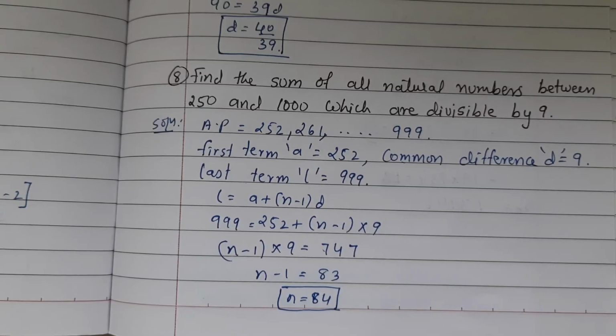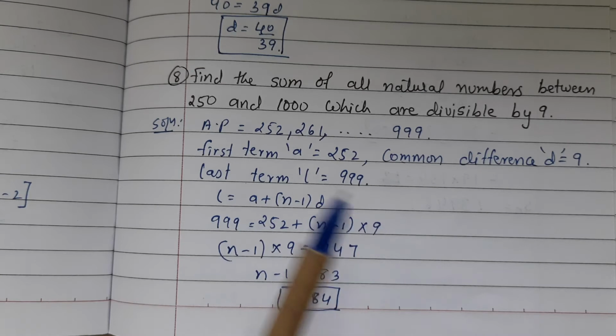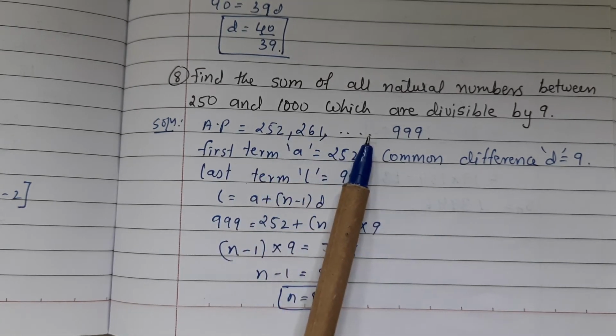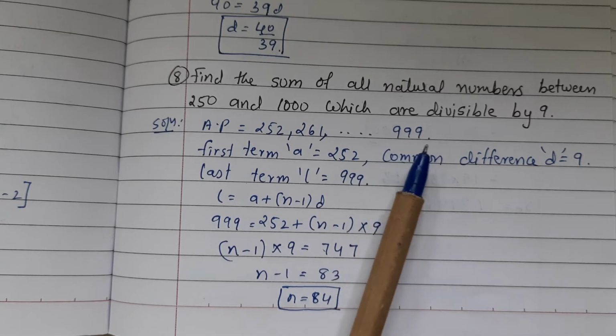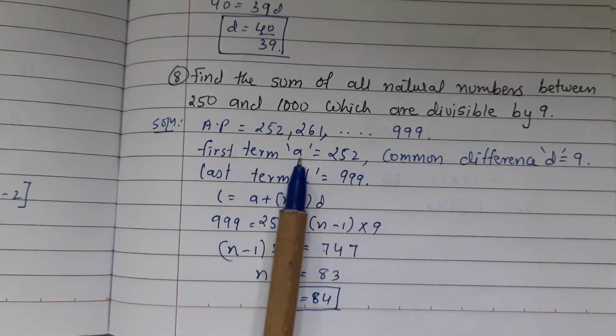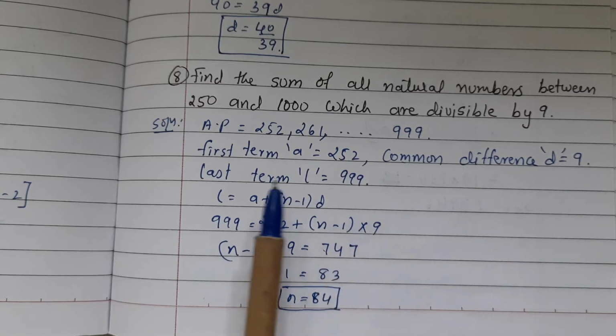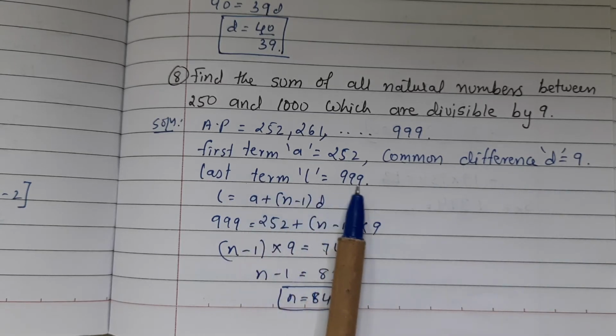Sum number 8. Find the sum of all natural numbers between 250 and 1000 which are divisible by 9. AP equal to 252, 261 and so on till 999. First term A equal to 252. Common difference D equal to 9. Last term L equal to 999.